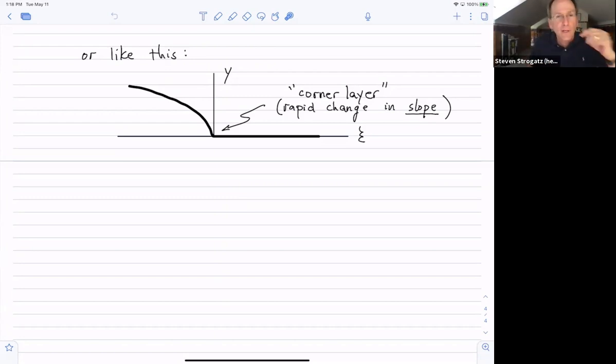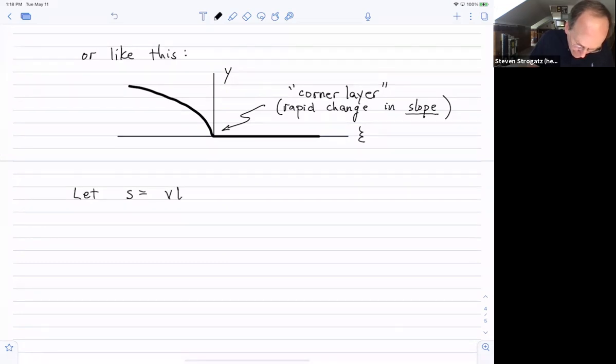Okay, so since we're trying to think about a traveling wave, we want to go into a co-moving coordinate system traveling with the wave. That's the usual move in these wave propagation problems. And so let's introduce a new variable. s equals V tau plus xi.